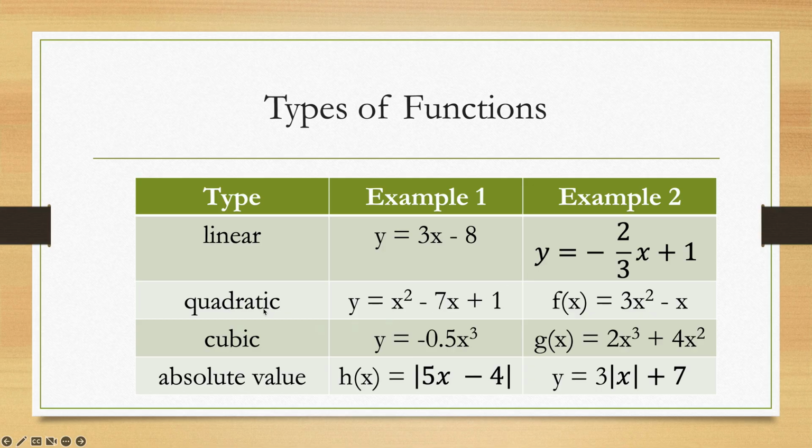Quadratics we just talked about. We just did a unit on them. We're solving quadratic equations. Quadratics have things squared. The highest exponent is squared. So, examples: y equals x squared minus 7x plus 1, y equals 3x squared minus x. Quadratic, you recognize it by the exponent is squared. Linear, you recognize by the highest exponent is 1. Cubic, the highest exponent is 3. So, -0.5x cubed, or 2x cubed plus 4x squared.